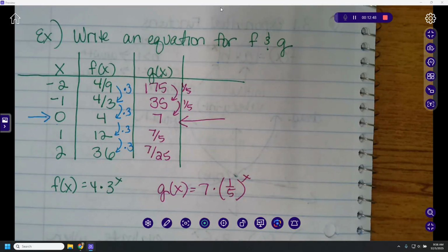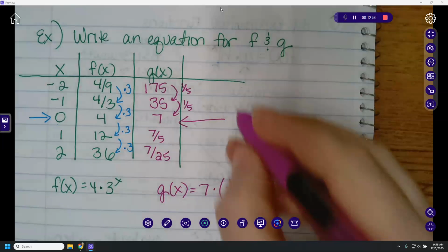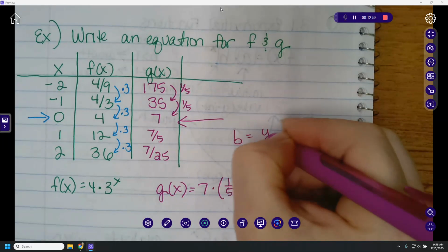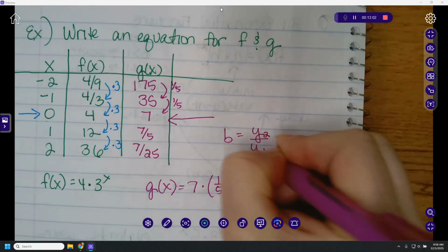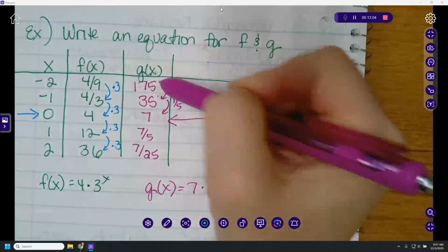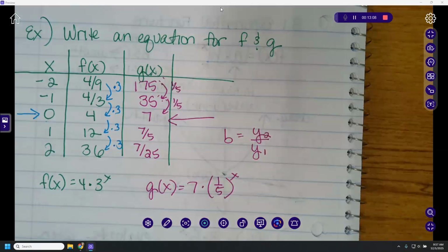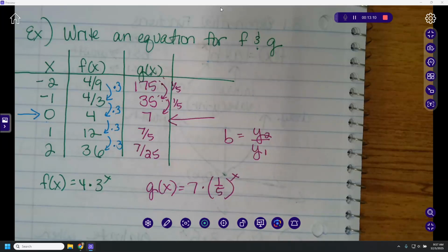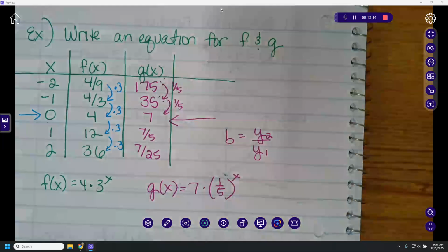Let's say you can't see this. I will give you a little tip. At any point, if you need to find the multiplier, you can take a y value, let's say y2, and divide it by its previous y value. So in the table, if we took 35 divided by 175, that's 0.2. You can at any point do that to find the multiplier. That would have worked on these as well. You take a y value and divide by its previous y value.